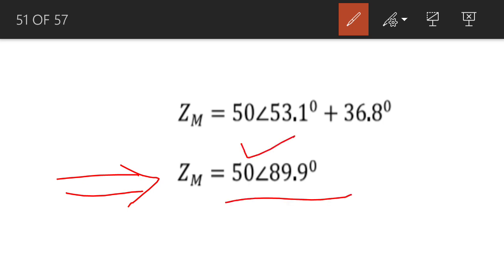So the resultant phasor in polar form has 50 as its magnitude and 89.9 degrees as its angle. It is very simple and convenient to multiply two or more phasors in polar form. For the magnitude of the resultant phasor, you need to multiply the magnitudes of these phasors. For the angle of the resultant phasor, you need to add the angles of the given phasors.